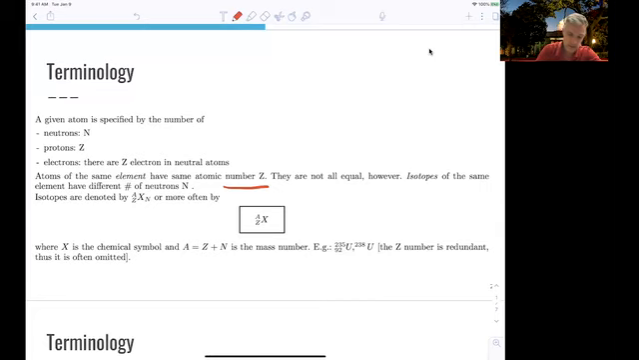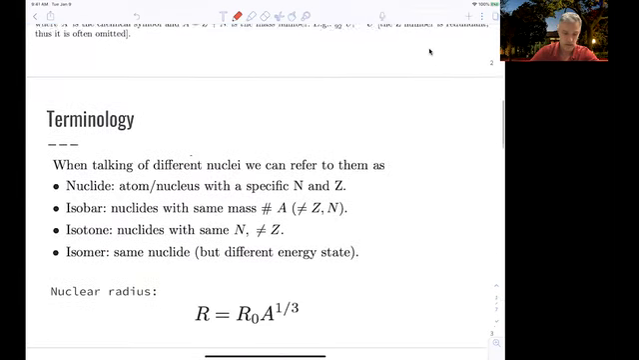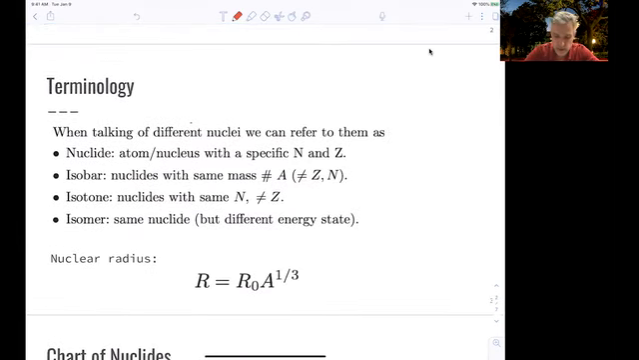You typically write an isotope by specifying the mass, the number of protons, and the number of neutrons. But that information is redundant. So typically, we simplify this by just writing things like uranium-238, and that specifies the specific isotope of uranium. When talking about different nuclei, we sometimes refer to them as nuclides: a nucleus with a specific number of neutrons and a specific number of protons.